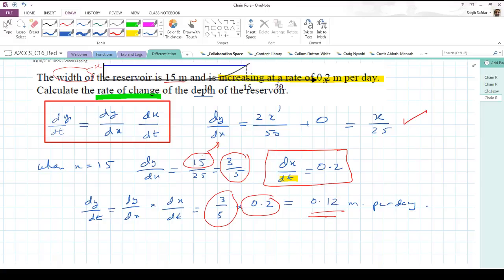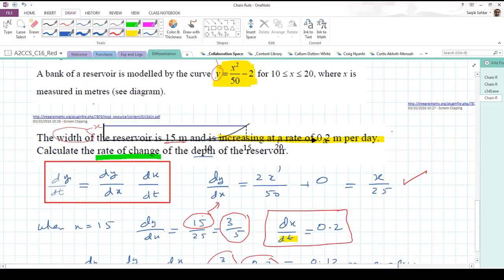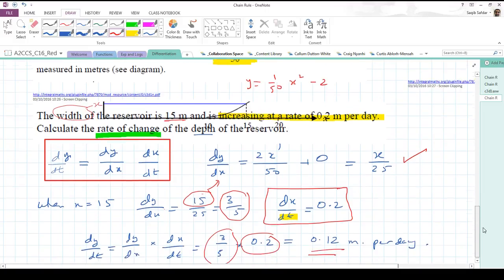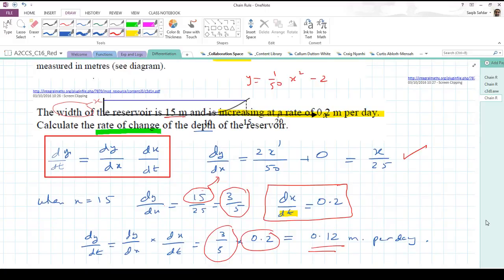x over 25, right, because if you look at this equation, 1 over 50 x squared take away 2. If you differentiate that, we get 1 over 50 times 2x, take away 0. So that's basically 2x over 50. 2 over 50 can be written as 1 over 25. Is that okay? Thank you. Good question. Any other questions?